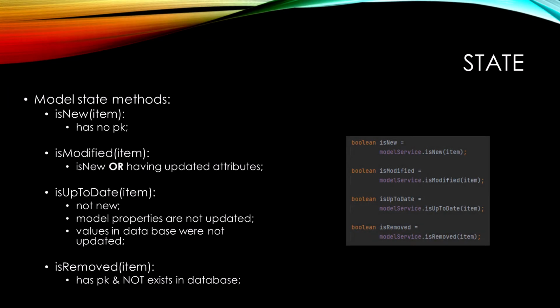There are 4 methods to get the model state. Is new? Does it have a PK? Is modified? Is it new or having updated attributes? Is up to date? Is it not new, are model properties not changed and database values staying the same? And is removed? Does it have a primary key and not exist in the database?